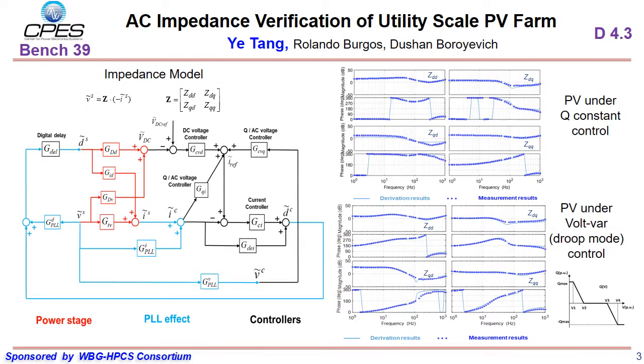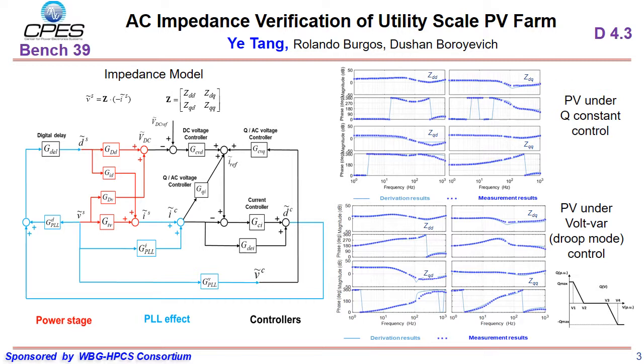The first step to apply GNC is to get the AC impedance of PV generator. I can derive the impedance using the dynamic model of PV generator. This model includes the dynamics of power stage, PLL effect, and all controllers. The derived results are validated by a scale-down experiment. The solid curves are impedances from derivation, and the star curves are impedances from measurement. They too match pretty well.